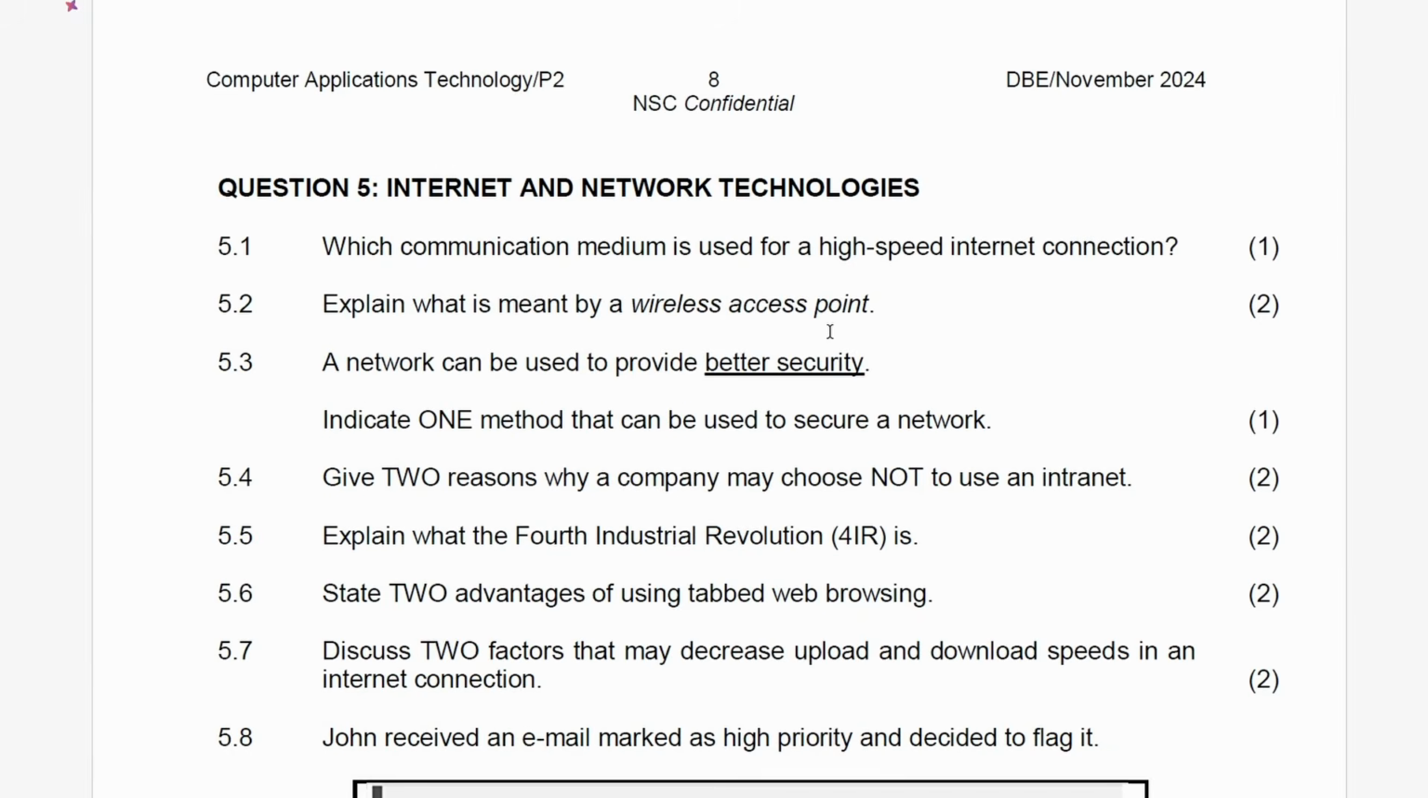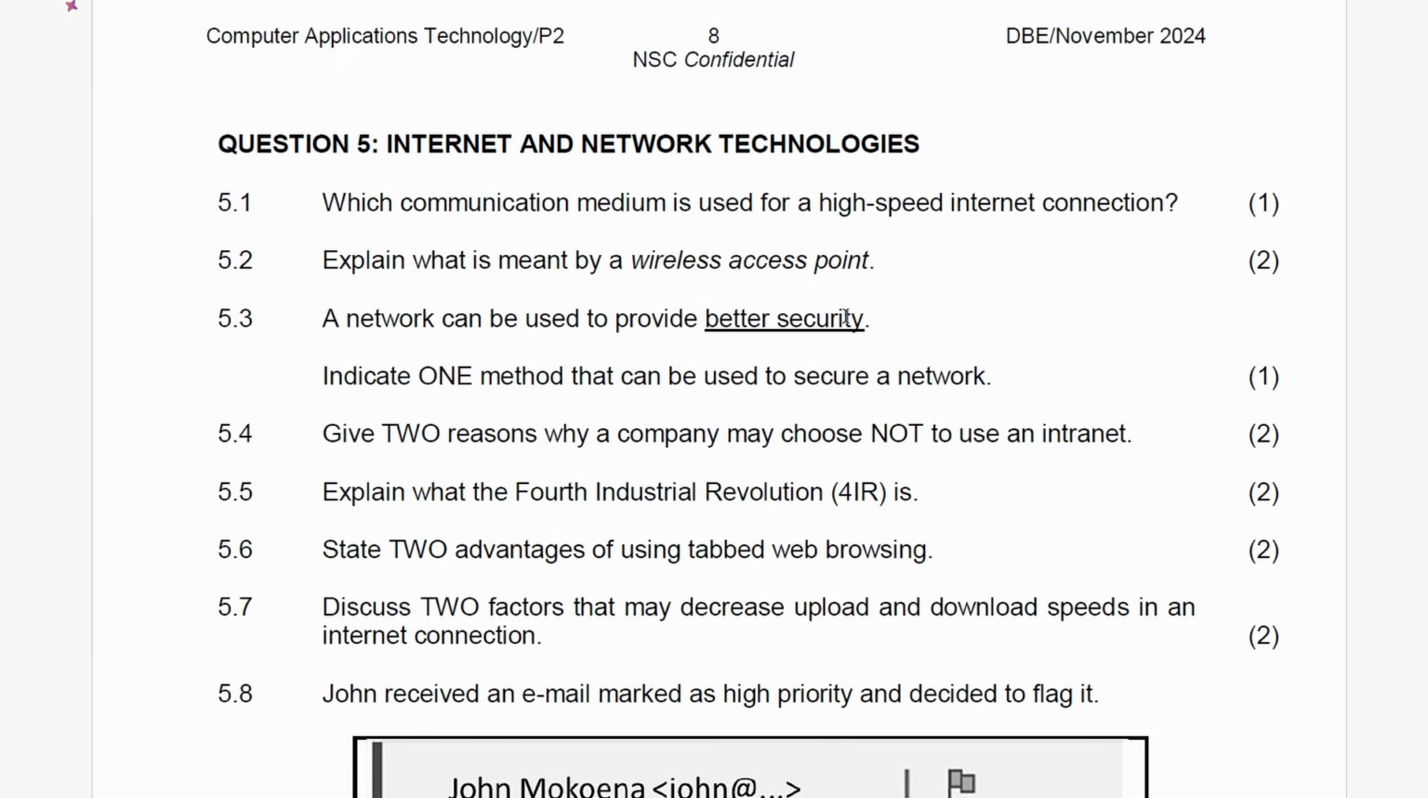Okay, question 5, based on the internet. Let's see, most of this we know. Which communication medium is used for high-speed internet connection? And I mean, most of you, 1 mark, you're just going to tell me it's fiber. You can tell me Ethernet as well. You can say 5G, cellular networks, any of those.